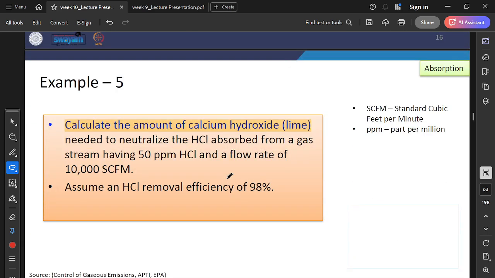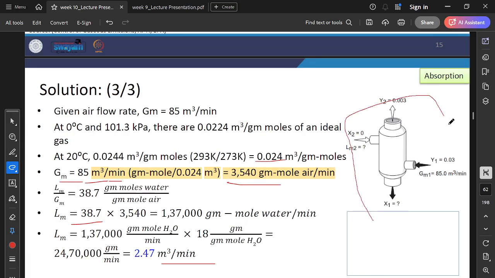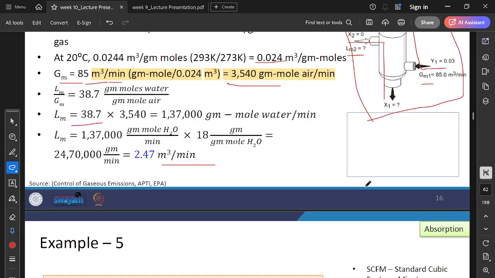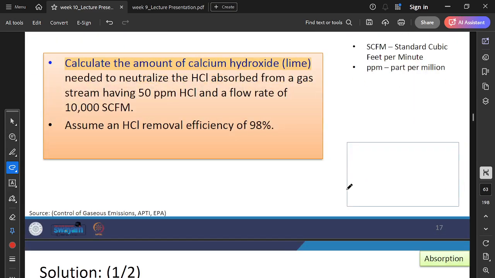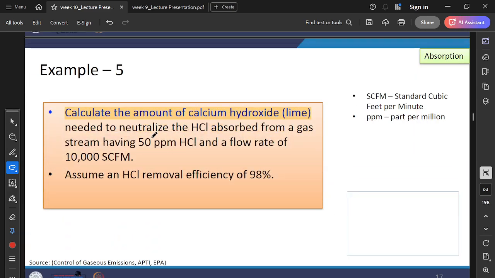So don't get confused with the absorption problem. It's an easy mass balance. If you know only this diagram, you will easily get the concentration coming in and going out. That is Y1, Y2. Liquid concentration coming in is X2, going out is X1. And flow is GM1. Flow of liquid is LM1, LM2. So again, absorption problem only.